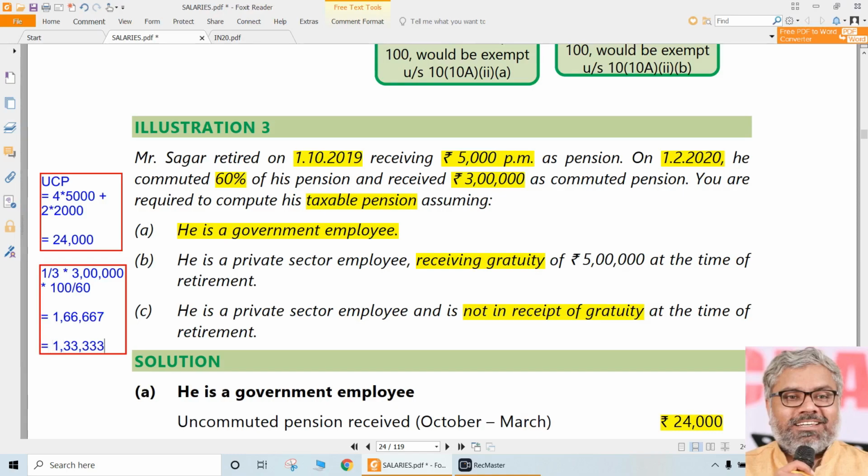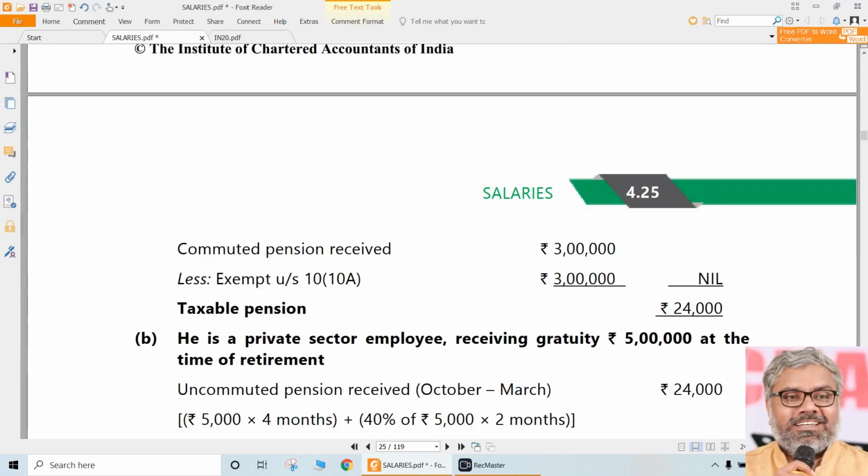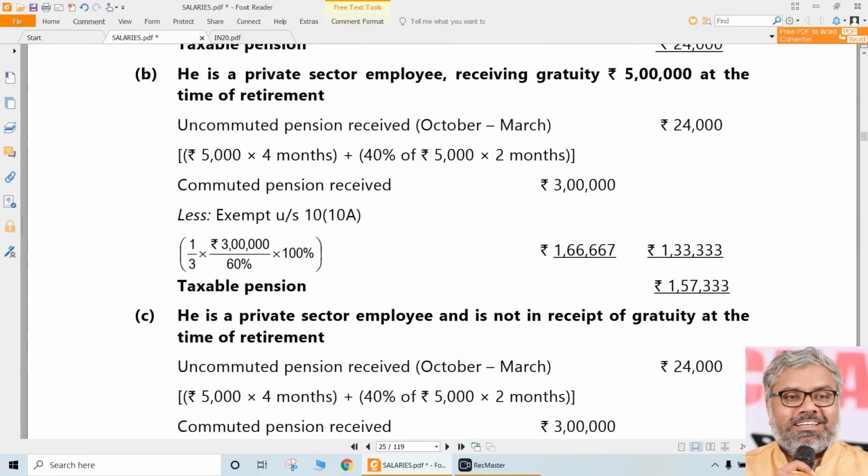1,33,333. But don't forget the uncommuted pension, that is also taxable, right? Plus 24,000. 1,33,333 plus 24,000 comes to the total taxable pension. How much in this case? 1,57,333. That is the taxable pension for the second case. 1,57,333 is the final answer.